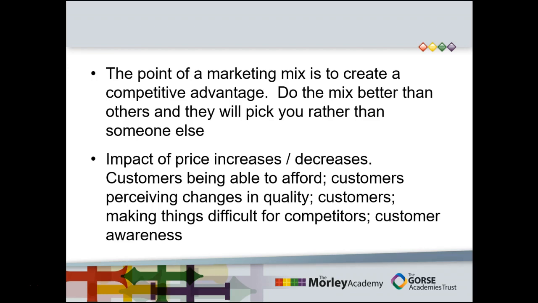So things that the examiner normally wants to know about is the impact of price increases and decreases, how does it affect customers being able to afford. The idea of changing price comes up again and again and again, so be prepared to write a 3-marker on what are the benefits of prices going up, what are the benefits of prices going down.